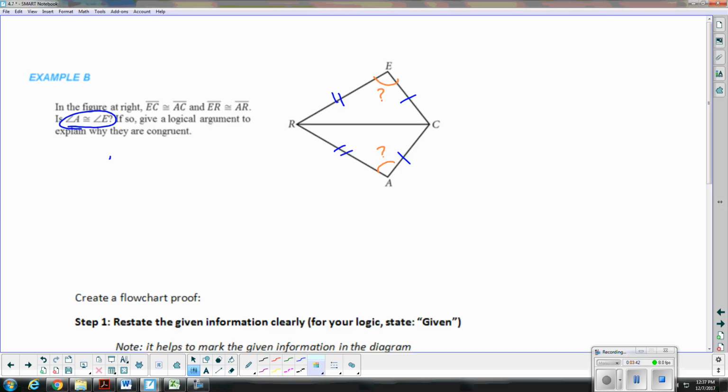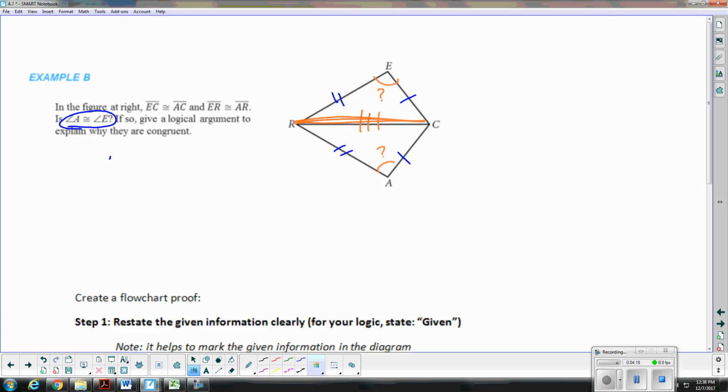So let's think about this for a second. All right, we have two pairs of congruent sides, but we don't know anything about any angles. But anytime we're working with triangles and we're trying to prove parts of triangles are congruent, we might want to try first proving the triangles are congruent. So in this triangle, see how they share this side, RC? We know that that is congruent to itself because it's the same segment.